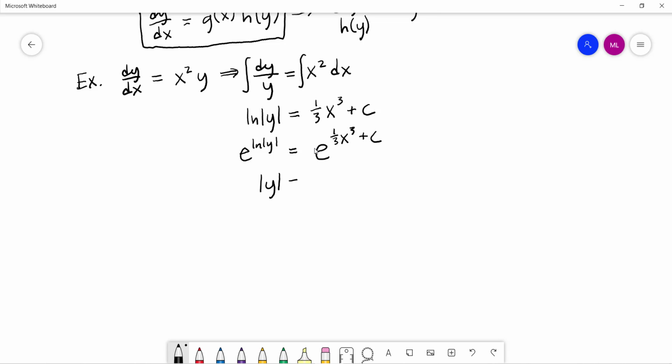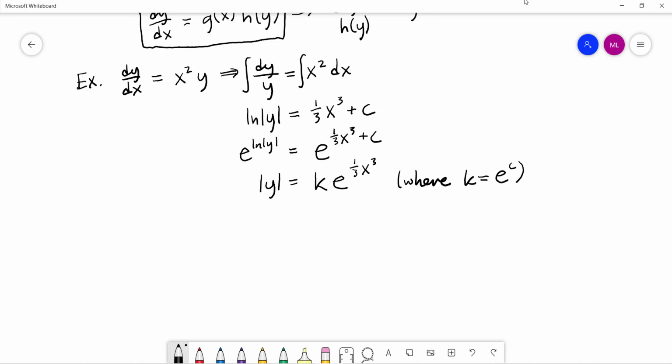So the e and the natural log will cancel, and I'll just be left with the absolute value of y on the left-hand side. And on the right-hand side, I'm just going to call this e to the c term some new constant. So let's just call it k again. I'm going to have k times e to the 1/3 x cubed. So again, just to be totally explicit, the k is equal to e to the c.